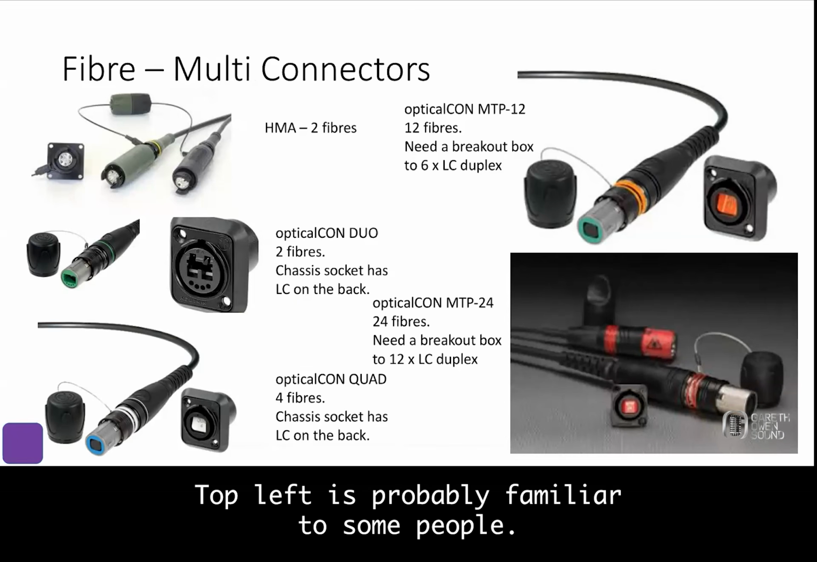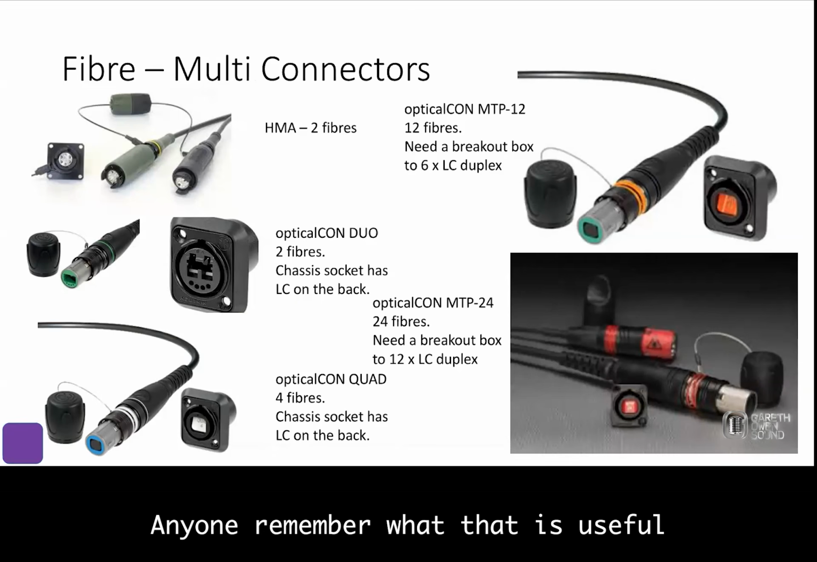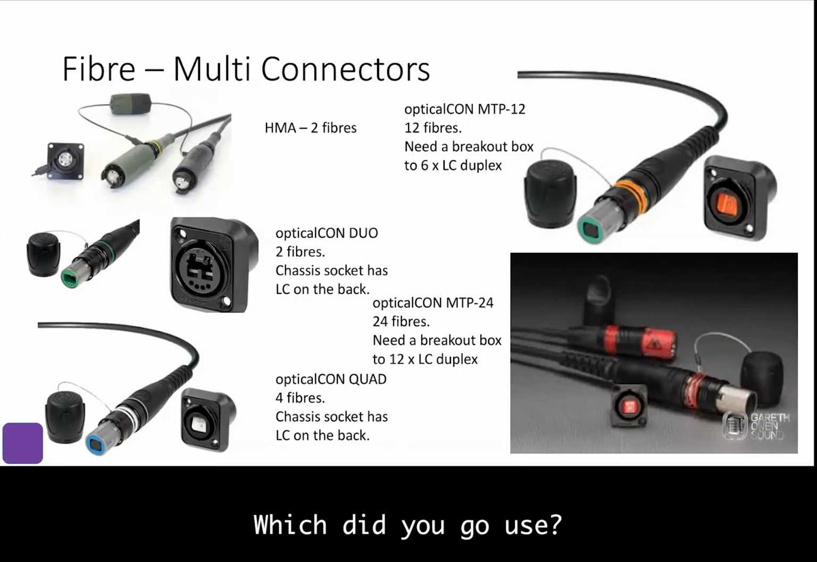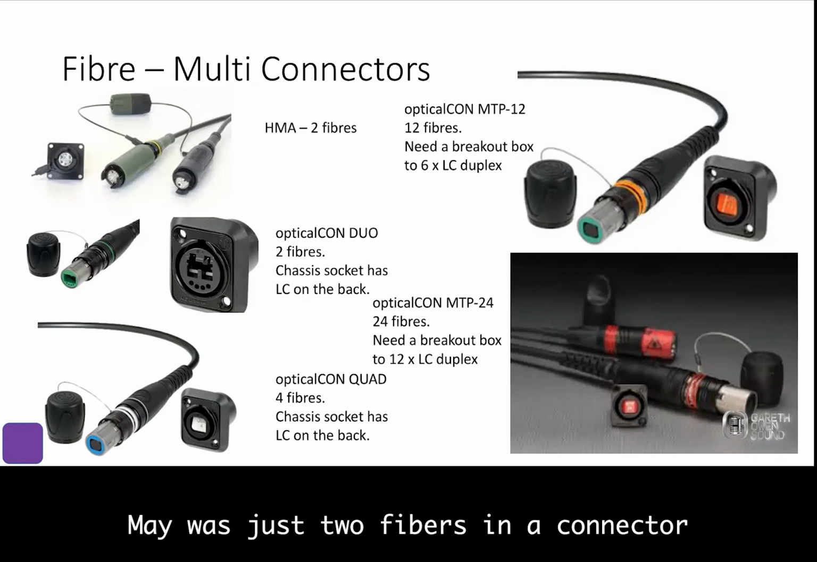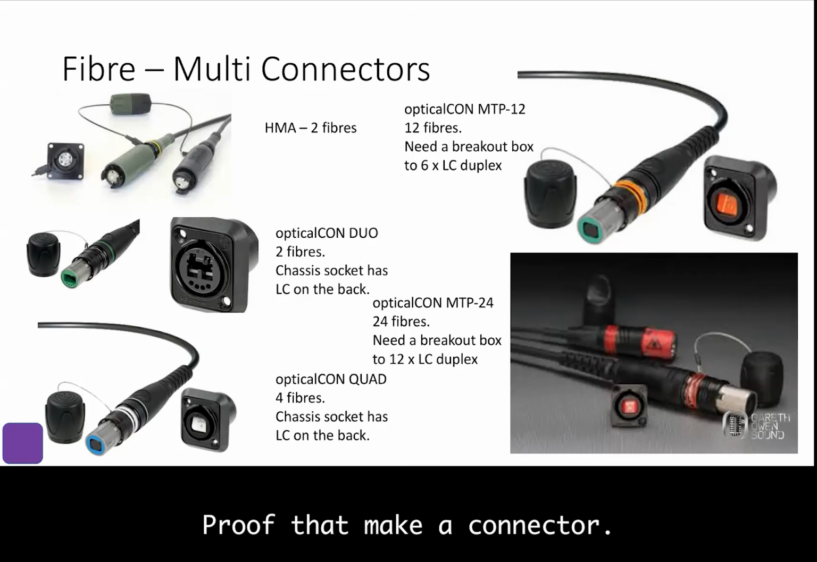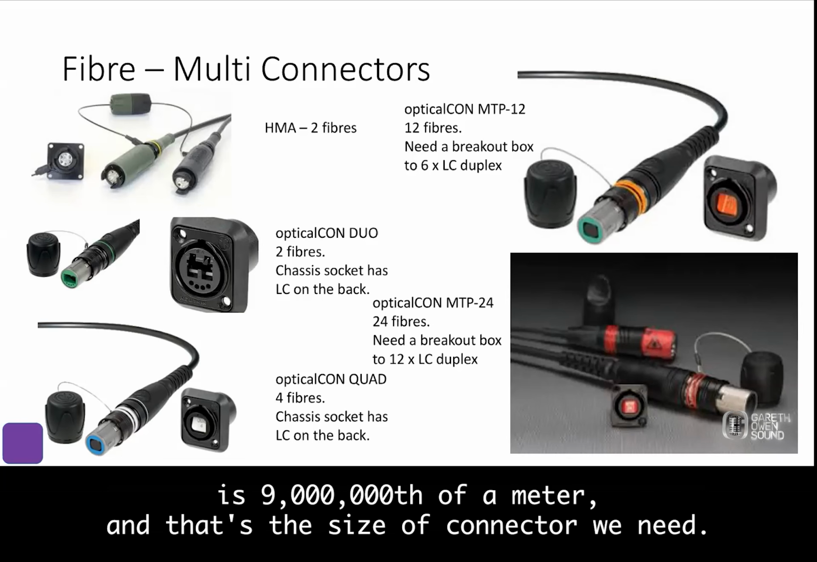Top left is probably familiar to some people. Anyone remember what it is used for in some places? Digico. Digico HMA, or more accurately, Opticore, which Digico used. HMA was just two fibers in a connector designed to be incredibly rugged and tour-proof. You look at the size of the connector and you think that the piece of actual transmitting glass is 9 millionths of a meter, and that's the size of connector we need.